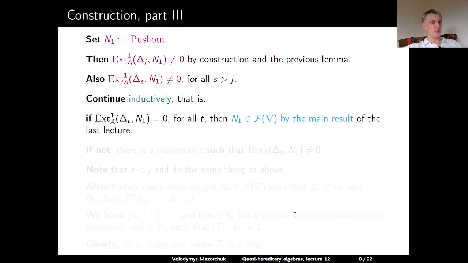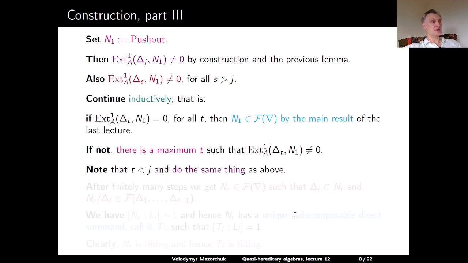Again, we look at our n1 and look at all deltas for which there is a non-zero Ext1 from delta t to n1. If such t doesn't exist, this means that n1 has a costandard filtration, and we are done. If such t exists, we take the maximal t for which Ext1 from delta t to n1 is not zero, and we just do the same thing as before. We take the universal extension from delta t to n1 and construct n2.